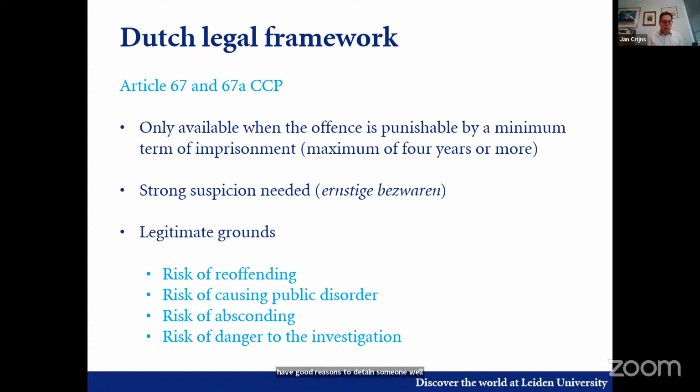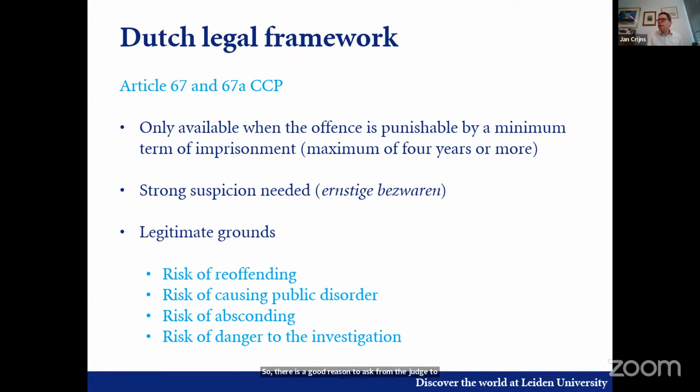Well, these are the four reasons on the basis of which you can say, despite the general rule that someone may wait for his trial in freedom, we nevertheless will place him in pre-trial detention. So there is a good reason to ask the judge to review these legitimate grounds very seriously.